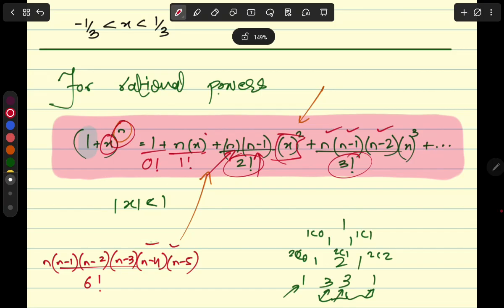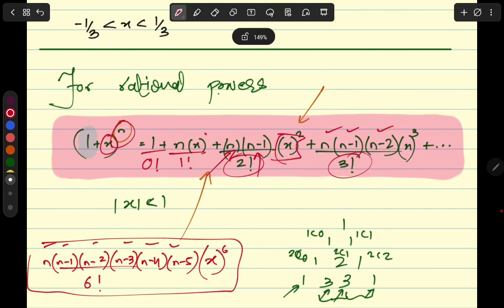So 6 of them, 1, 2, 3, 4, 5, 6, right? And x is going to be raised to the power 6. Okay, so this is going to be our 7th term in the expansion of any binomial term in brackets, which is raised to the power negative or raised to any fractional power. Okay, now notice something beautiful.